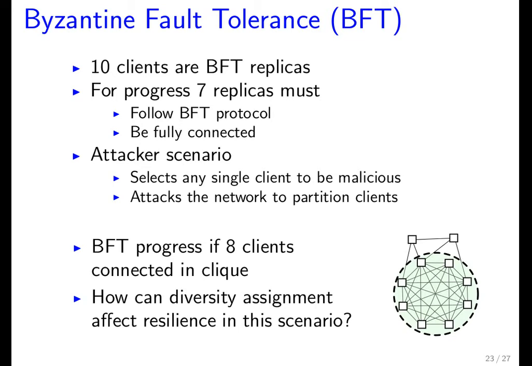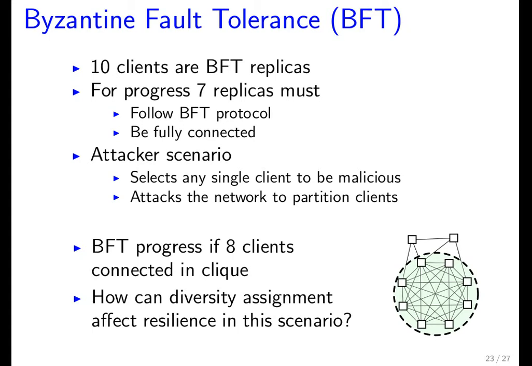So for our network, we have 10 clients that are using this overlay network, and we want to treat them all as BFT replicas. So for progress with BFT, we need 7 replicas to follow the protocol and be fully connected. Following the protocol is the part that's generally talked about in the literature about BFT, or more generally in consensus protocols, but they do have to be fully connected. Most of the work in this area just assumes that there's a good network that always works, but that's not the case.